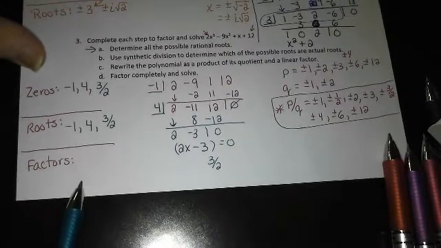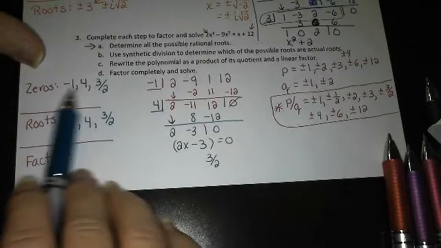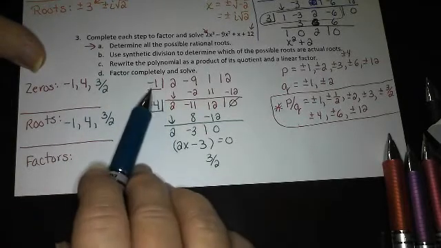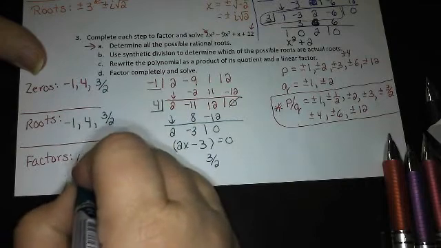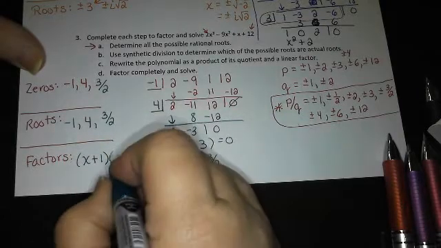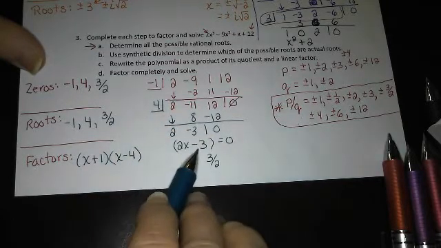Factors. A lot of these questions are going to be factor completely. So if I know all of the zeros, I can get all the factors. If negative 1 is a 0, its factor was x plus 1. If 4 is a 0, its factor is x minus 4. And then this one was 2x minus 3.